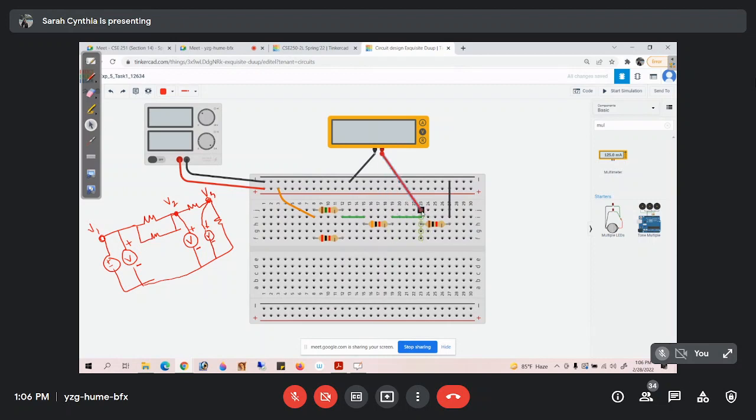You can try using both. It will give you the same result. So I'm putting it in 23. Done. So let me start my simulation again and see what the voltage value is. So it's around 2.06 volt, right?